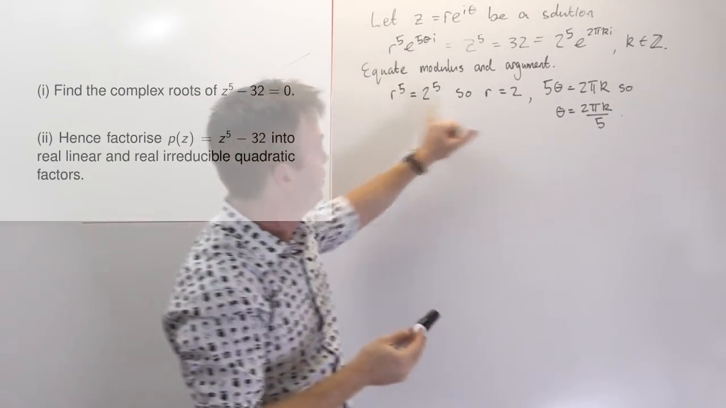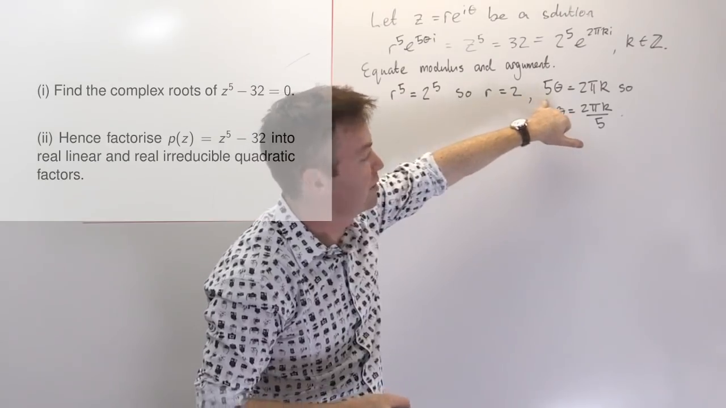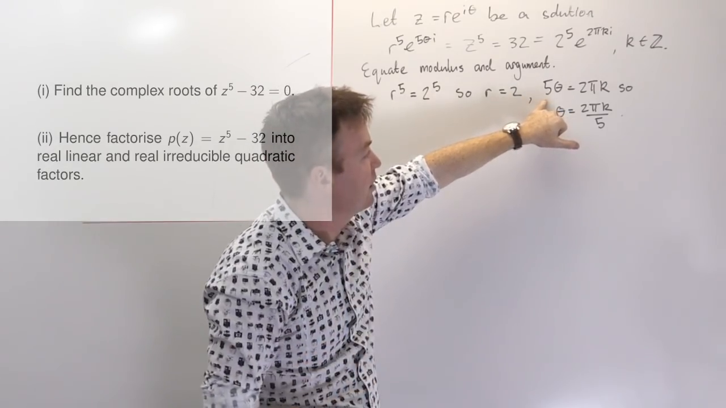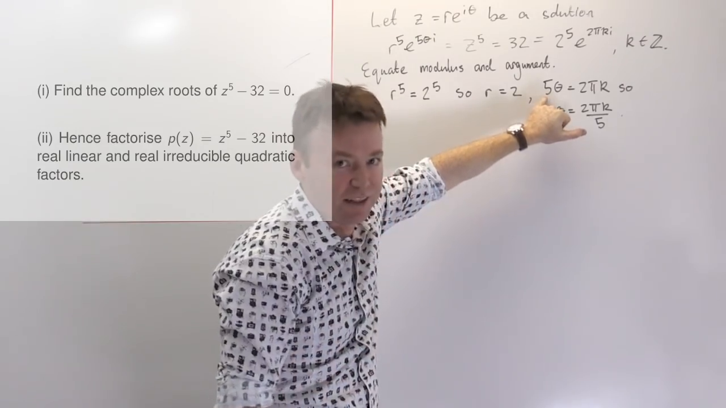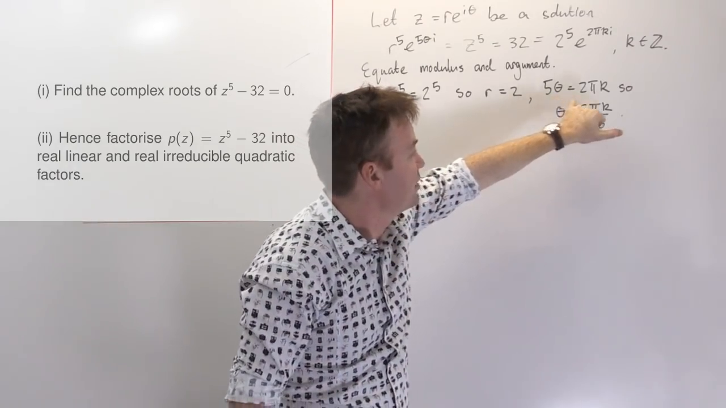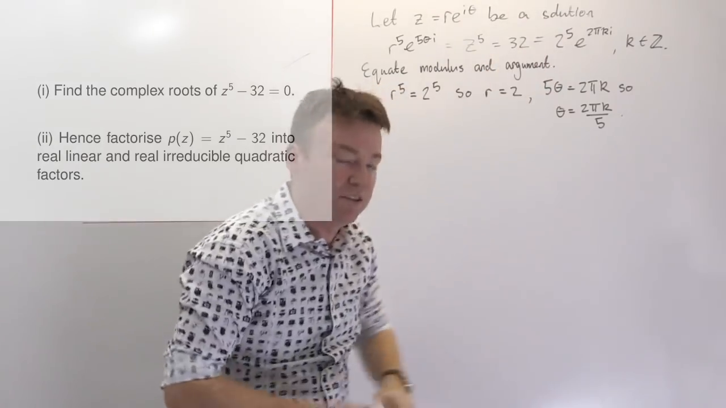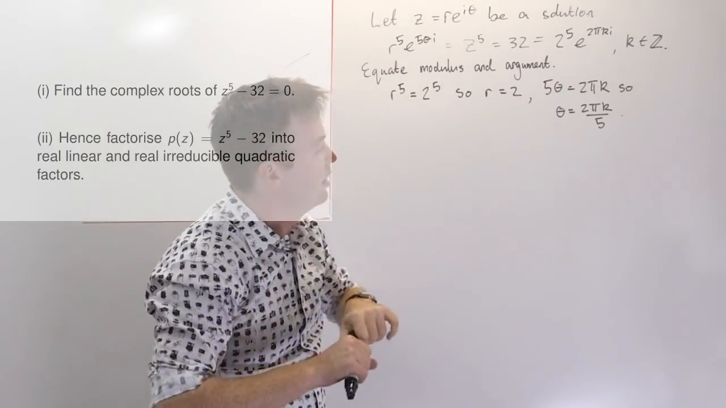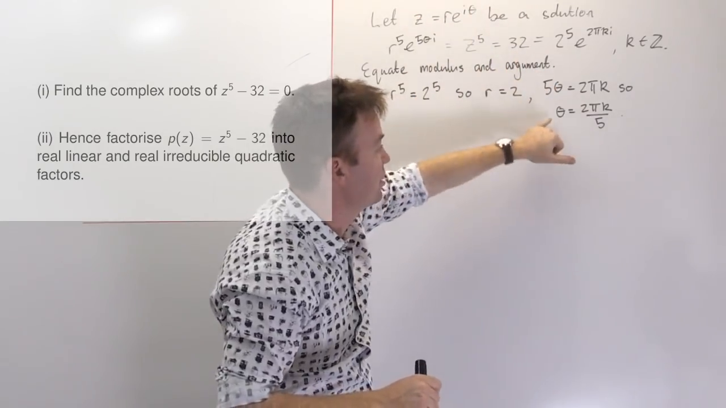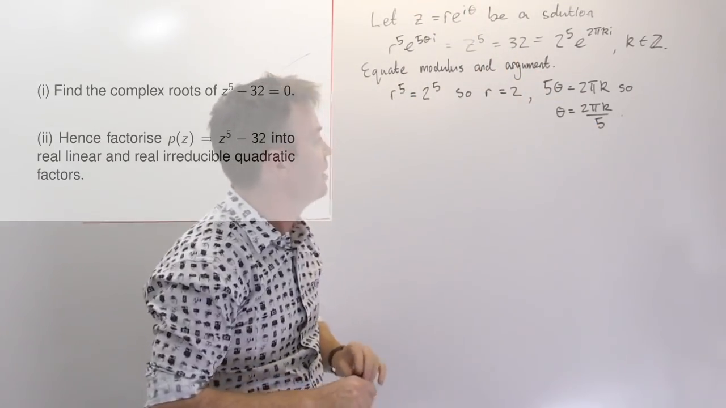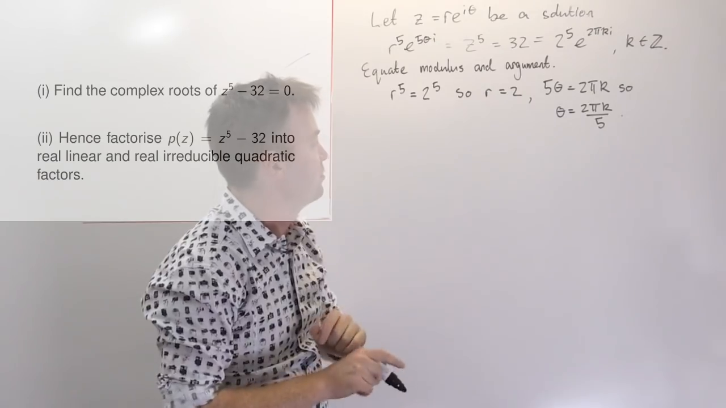So r has to be equal to 2, and notice with the argument I'm equating, but it's the 5 theta, not 5 theta i, it's the bit without the i. So 5 theta is 2 pi k, where k is just some integer, we don't quite know what yet, it could be all possible integers, and theta is therefore equal to that, and that's true for all possible integers.